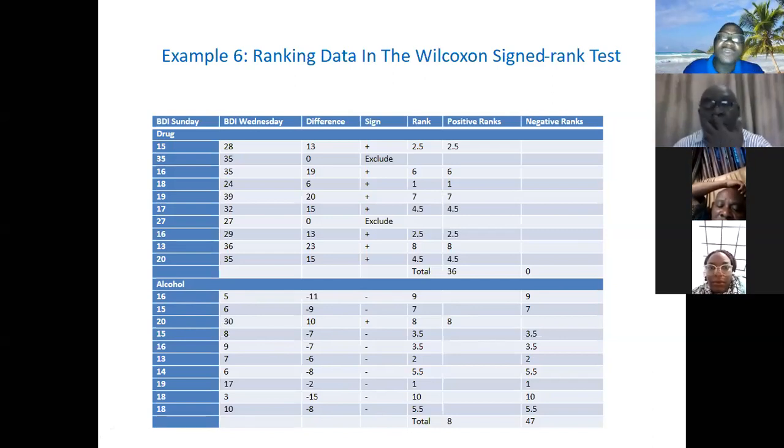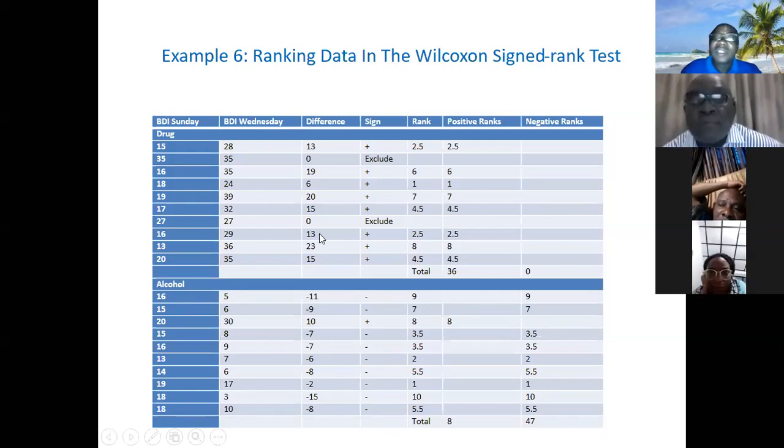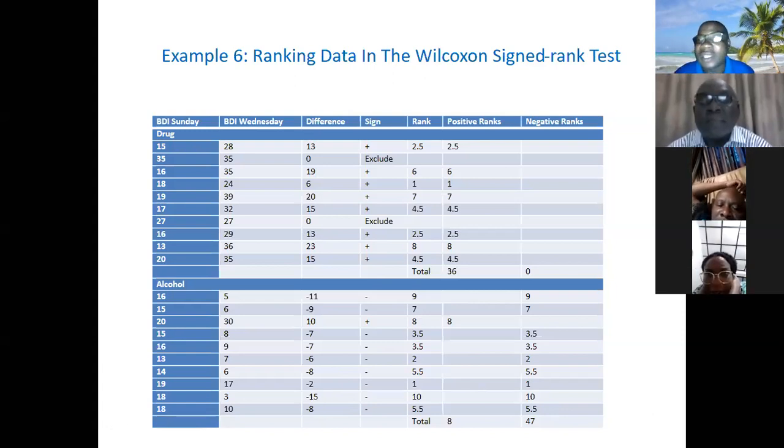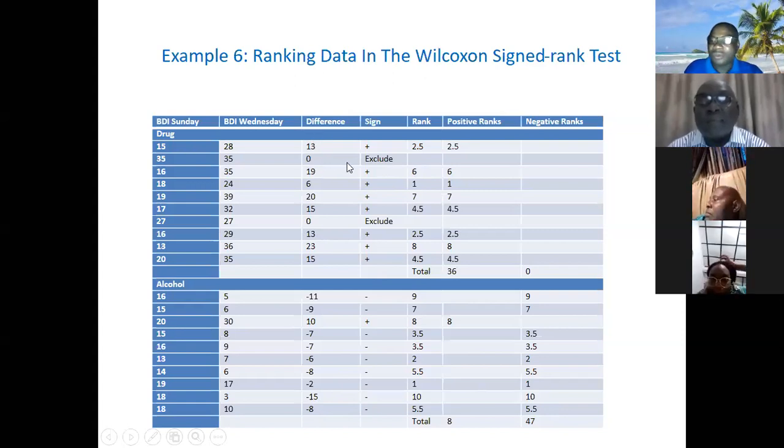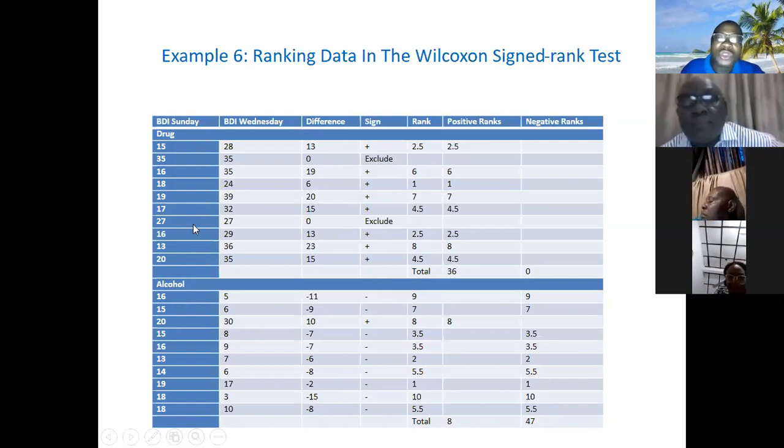Now the next thing is for you to rank. You rank their value irrespective of the sign. Forget about the sign. If you consider the sign, anything that is minus, like minus 15, will be the smallest when you are ranking. But no, you are ranking the absolute value irrespective of the sign. So you are ranking the difference. 0 is excluded.